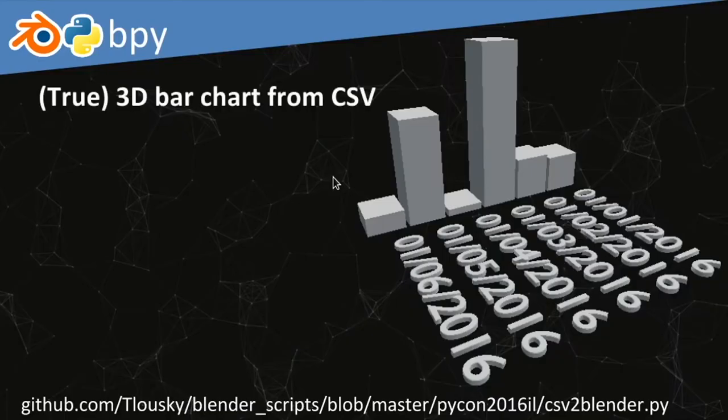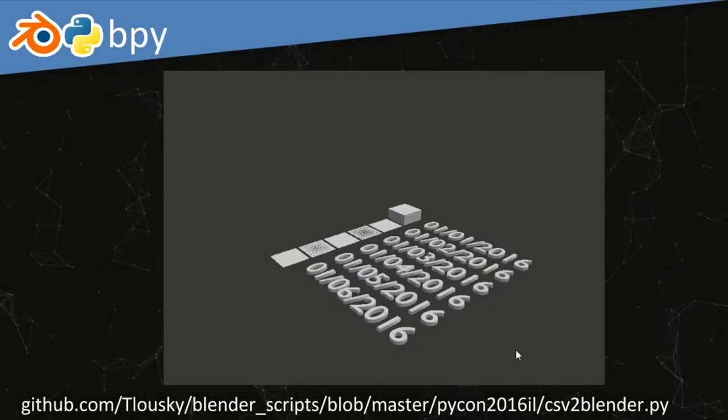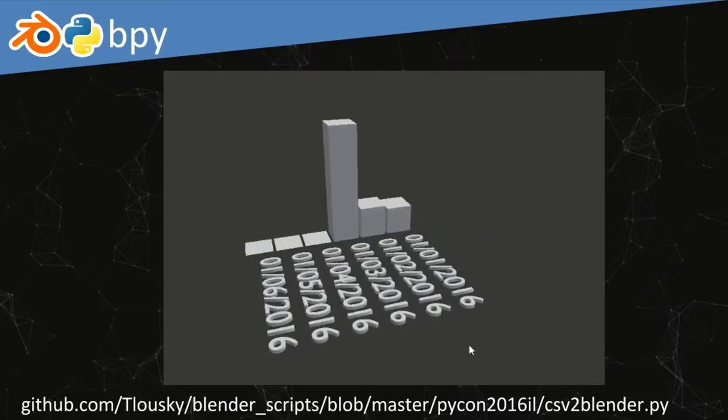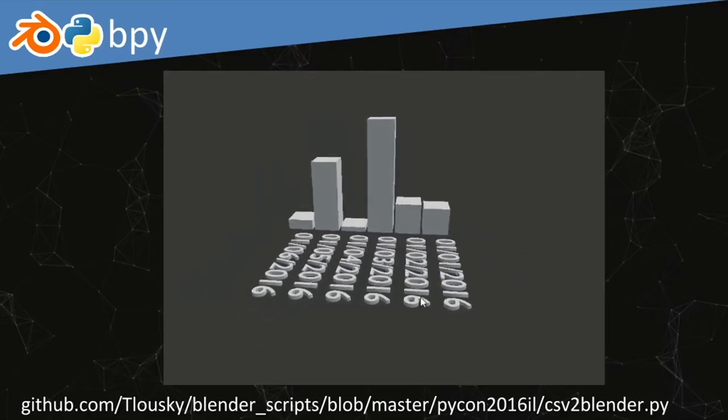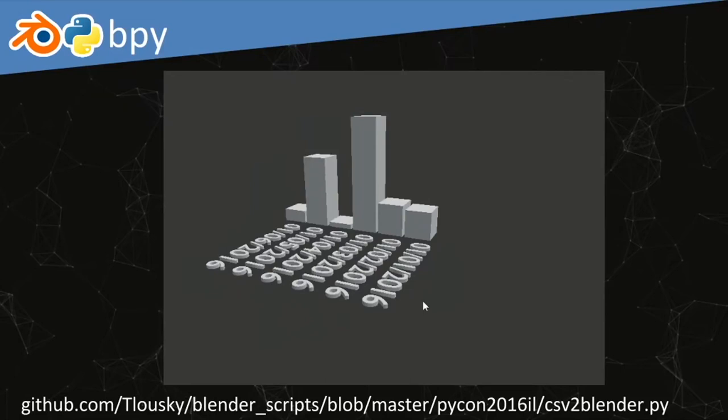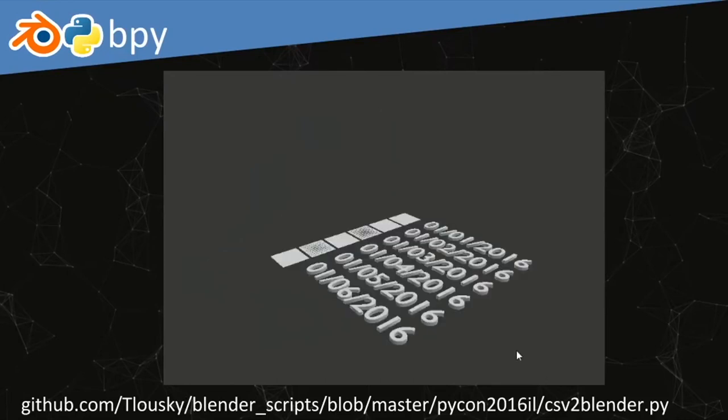So let's see another example. So here, I'm going to just skip to the slightly more complex version. What I want to do is import a CSV file and generate a 3D chart from it that is also going to be animated. So it's actually going to do this. Every one of the bars within the values in the CSV is going to just rise up. This is a real 3D chart. Not like in some other apps that you might have generated 3D charts with, and also has a date.